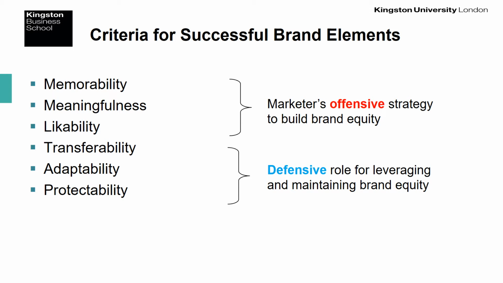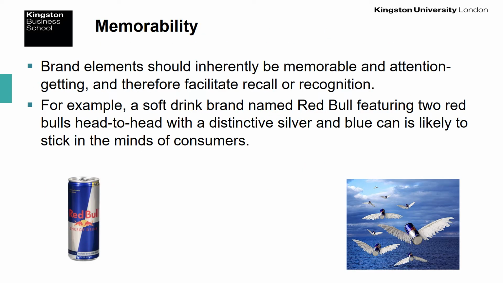So let's now look at each of these 6 criteria in turn, starting with the 3 offensive criteria for success: memorability, meaningfulness, and likability. So memorability, really it's in the name, isn't it? The brand elements should inherently be memorable. They should stand out, they should be distinctive, and they should lodge in the memory. They should grab our attention. And if they do all of that, then that will facilitate brand recall and brand recognition.